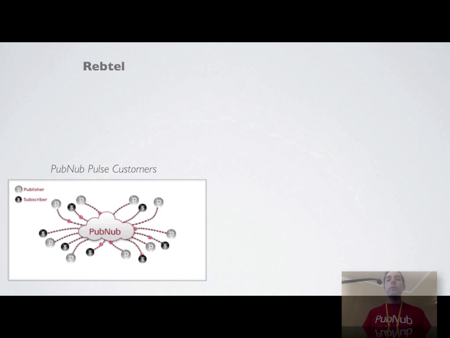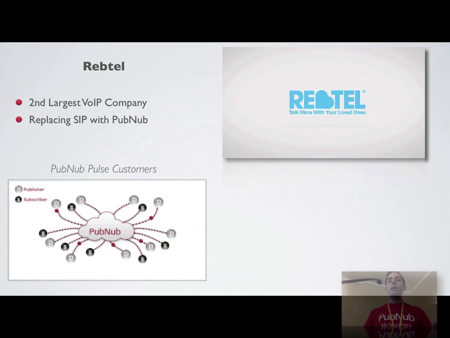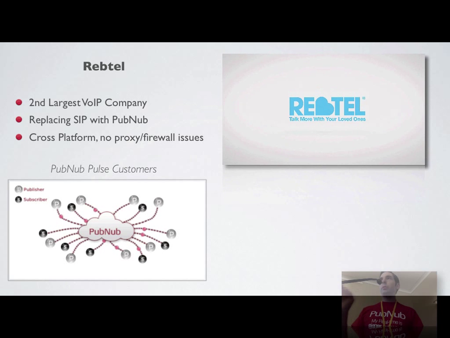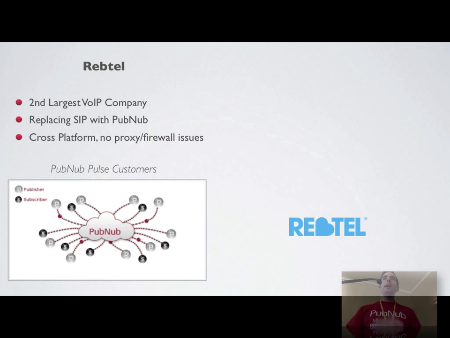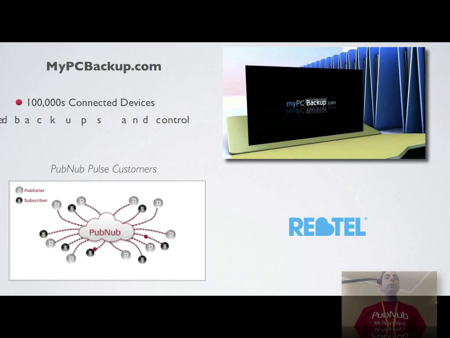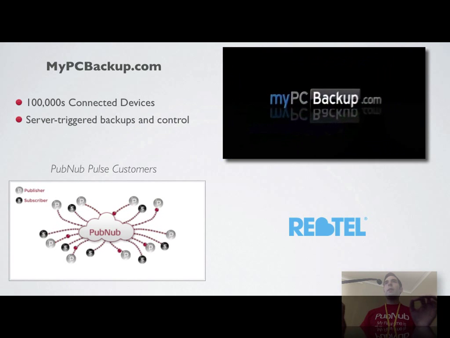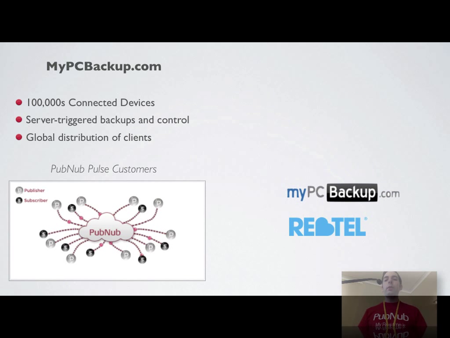The second largest voice over IP company, Rebtel, has replaced their entire infrastructure, which was the SIP protocol, with PubNub because it allowed them to do cross-platform easily and get past all the proxies and firewalls that were in their way. And also, My PC Backup is another company that connects hundreds of thousands of devices that trigger server-side backups, so that way you can back up your software and your services from your laptops.